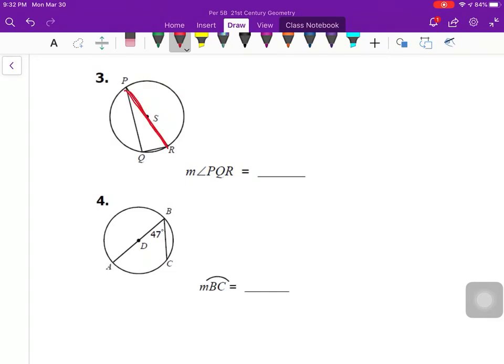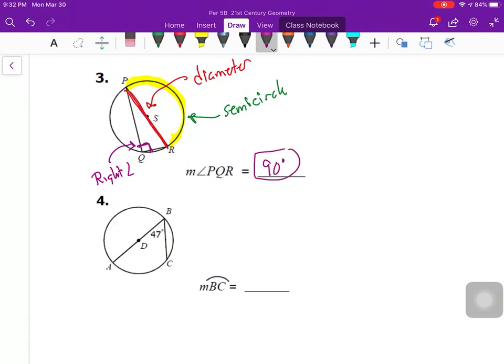Let's try yet another one. If you look at this problem, here we have a diameter. So that means that this would be a semicircle. So that would tell us that we must have a right angle here. So without doing any calculations, I know I'm going to get 90 degrees.